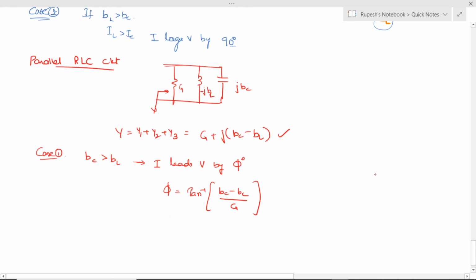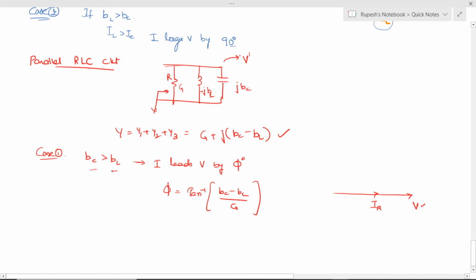So here, if you draw a phasor diagram, the current across the resistance, let us take it in the forward direction. Let us take it as IR. The voltage across all the elements is the same. Let us take that voltage as V. So that V is represented here.